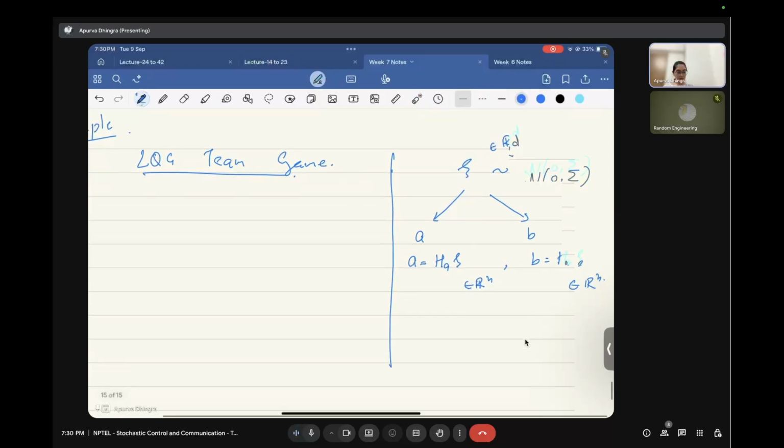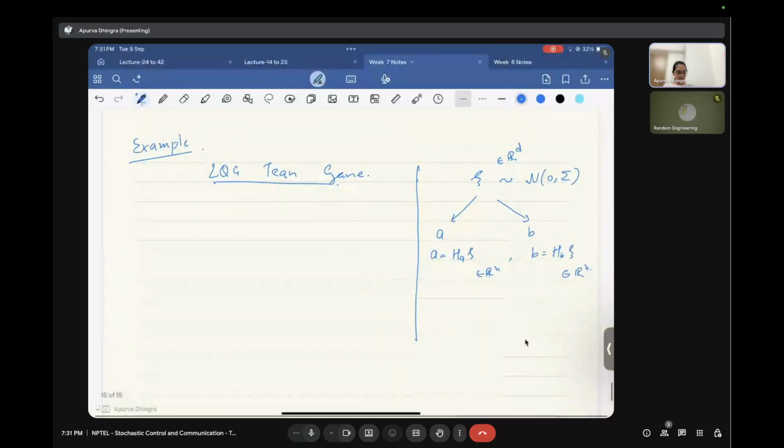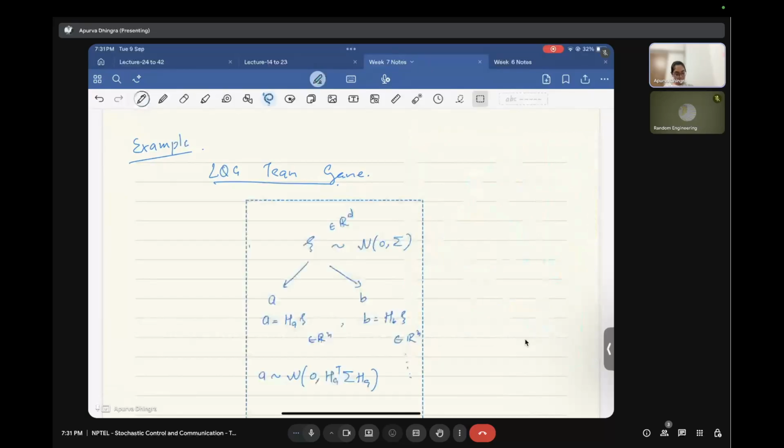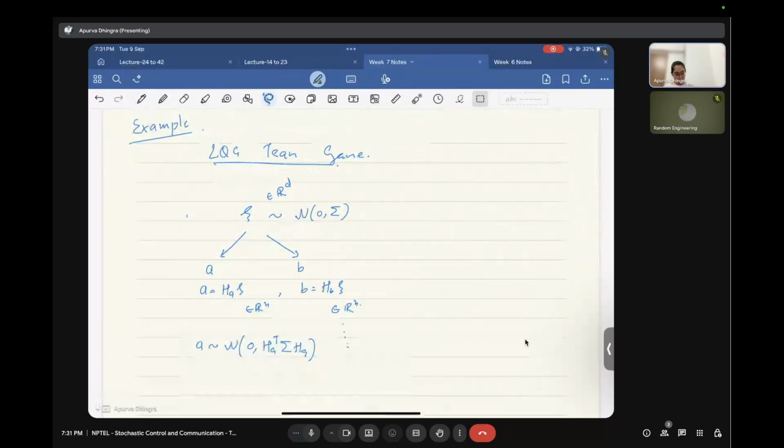Can you tell me what kind of a Gaussian they'll be? So A will be, the mean will not get affected, it's the variance that will get affected. The dimension will change. It will be Gaussian with covariance HA sigma HA transpose, and similarly for this one. Same thing will happen for B also. B will have covariance HB sigma HB transpose. Whatever, it's still Gaussian.